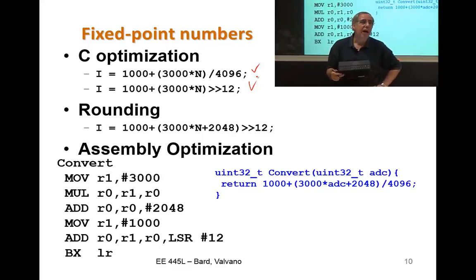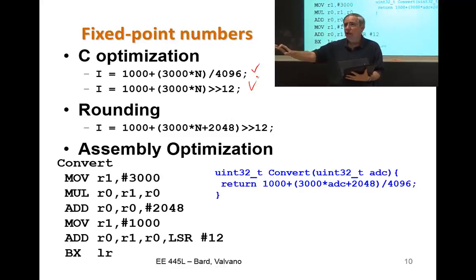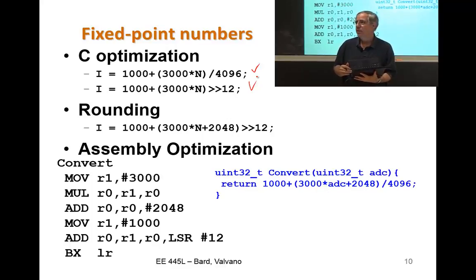I mean, theoretically, they're what? Theoretically, they're equal, right? Divide by 4,096 is exactly a shift right by 12. But from a let's-get-it-done-really-fast, good, smart person, which one is faster? Okay, trick question. That's C code. The computer doesn't execute C code.